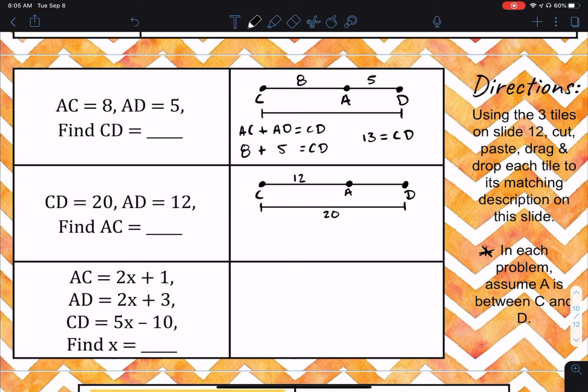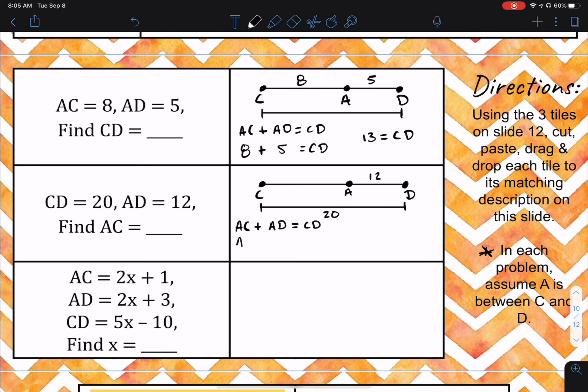And it says find AC. So I want to know what, oh, I'm sorry, I put the 12 in the wrong spot. AD is 12. This guy is 12. And then it says find AC. So we want to know this distance here. So if I want to find this missing distance, let's write out our formula. I have AC plus AD is equal to CD.